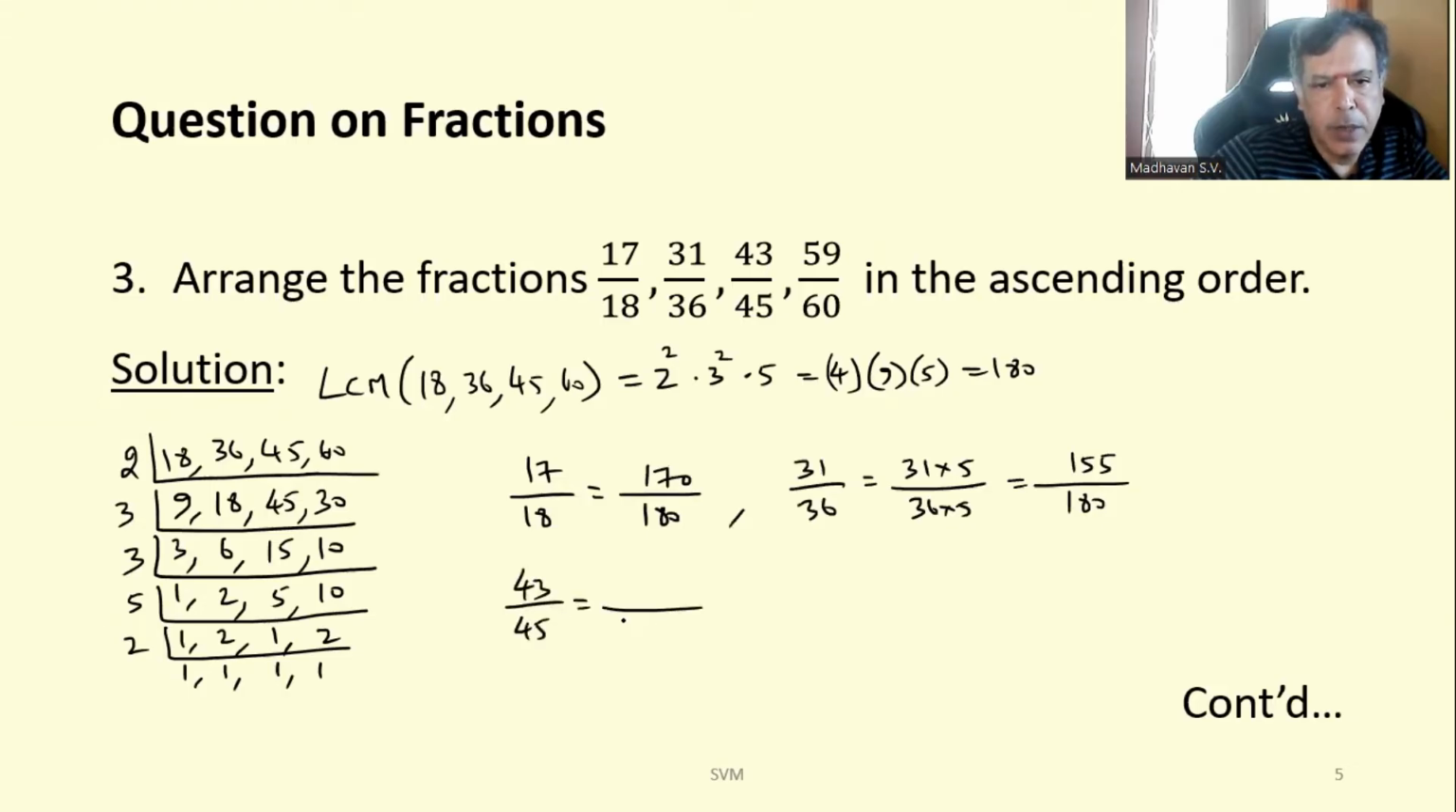If I want the denominator to be 180, I'm going to multiply the denominator by 4. Same thing I'll be doing in the numerator also. So the denominator is 180. Numerator: 4 3s are 12, 4 4s are 16, 17.